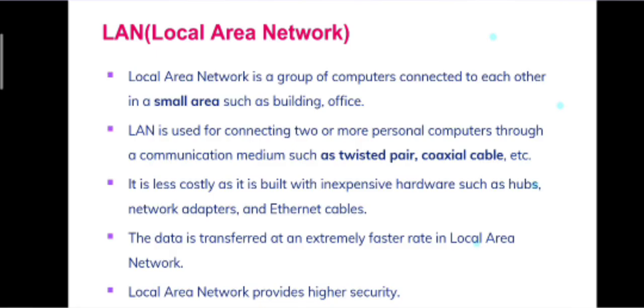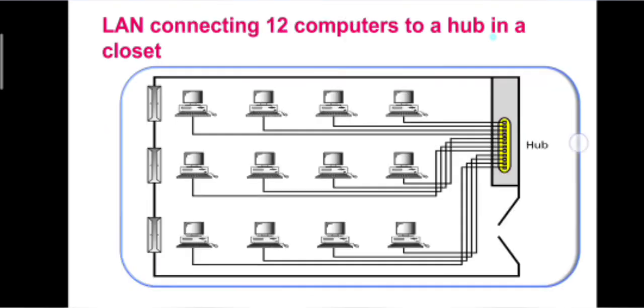LANs, due to small size, are considerably faster. The speed can range anywhere from 10 Mbps to 100 Mbps. LANs are not limited to wired connection. There is a new evolution to the LAN that allows the local area network to have a wireless connection.